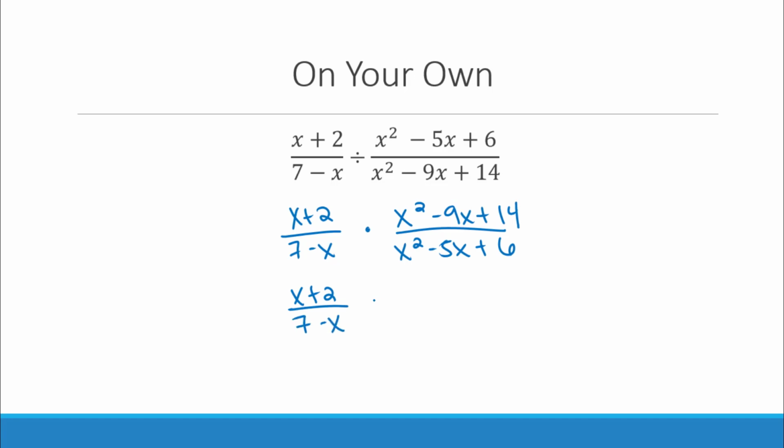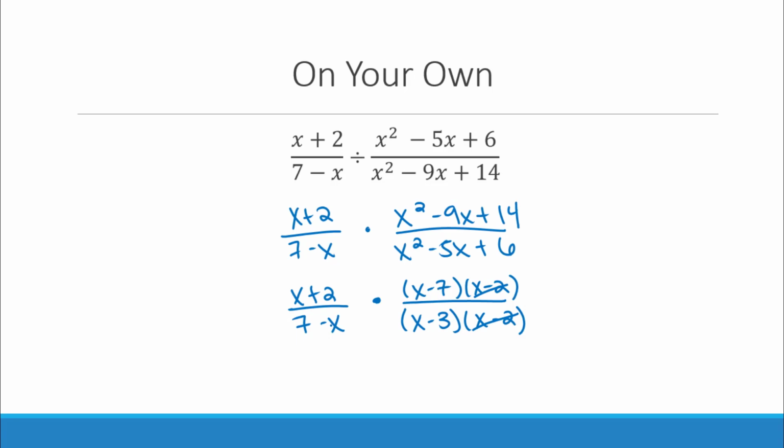It's going to stay the same, but the second fraction, I can factor this into x minus 7, x minus 2. And then I can factor this next one. Let's see what multiplies to give me a positive 6, adds to give me a negative 5. I can do an x minus 3 and then an x minus 2. So now I can cross out my x minus 2's here.